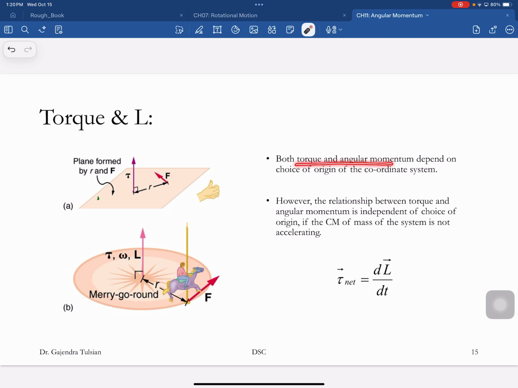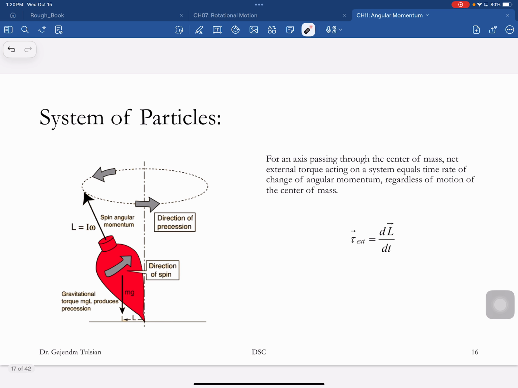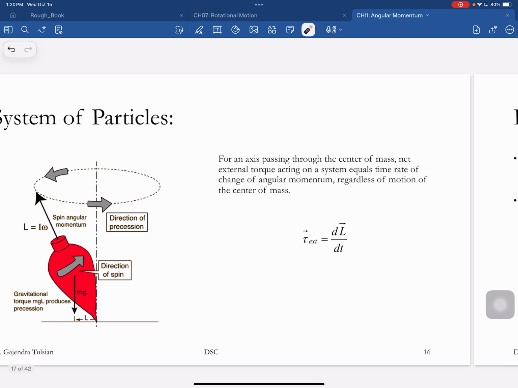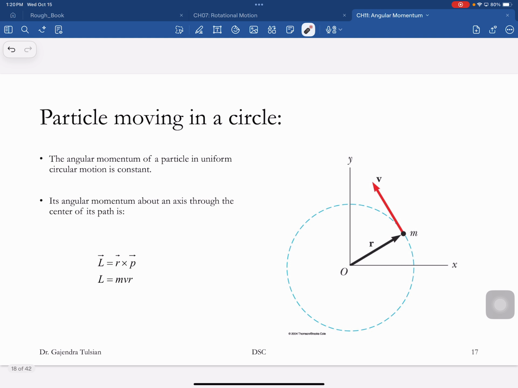Okay, so the net torque is, okay. Both torque and angular momentum depend on the choice of the origin for the coordinate system. We said that. The relationship between torque and angular momentum is independent of the choice of that point if the center of mass of the system is not accelerating. Okay, this is just technical details. For an axis passing through the center of mass, this is always valid.